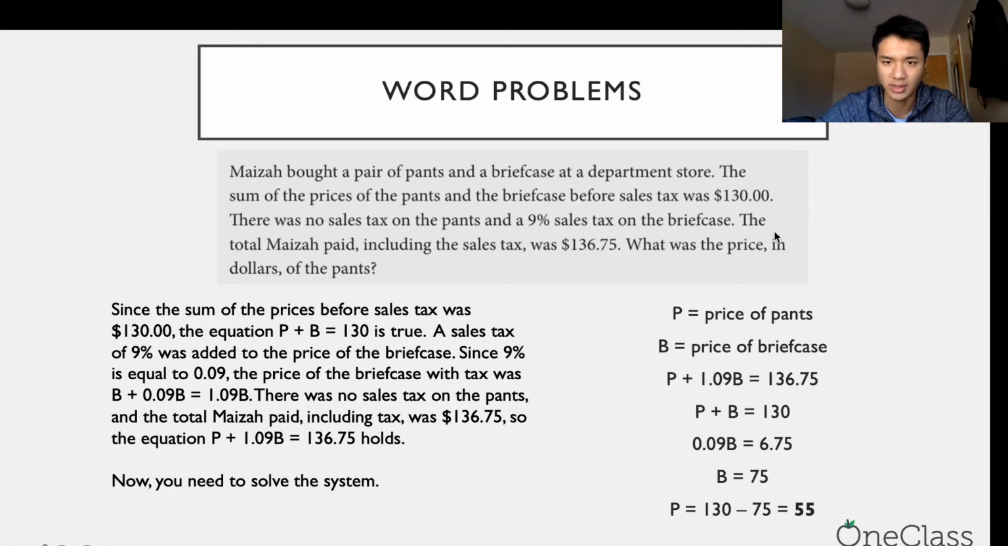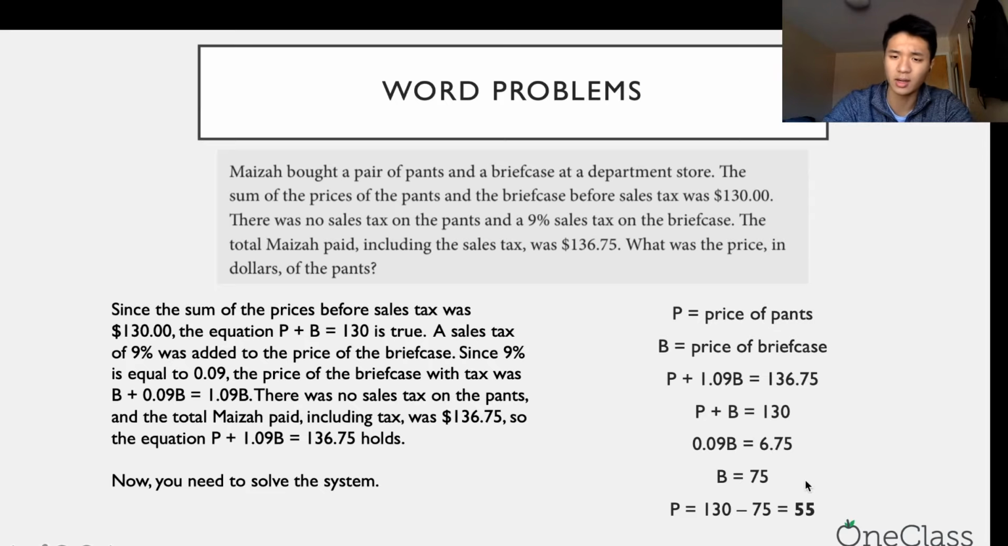Going back to the stem, are we done yet? It says, what was the price in dollars of the pants? What did we calculate? We calculated the price of the briefcase. So we want to put the price of the briefcase, 75, into our second equation. The sum of the prices was 130, and we get P equals 130 minus 75, which is $55. And so that is our final answer. The price of the pants was $55.